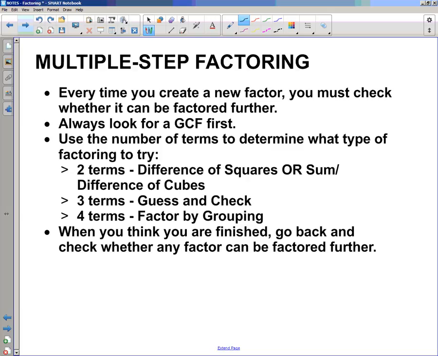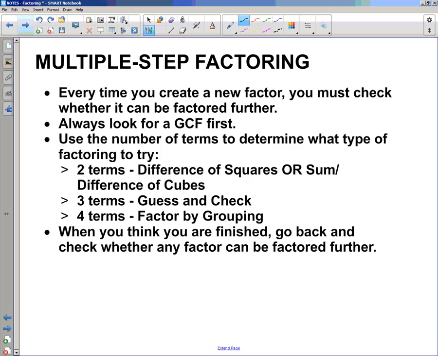If you forget to do this, then you basically are going to be making the problem a little bit harder on yourself than it needs to be. Plus, you're going to need to eventually factor that GCF out anyways, so always check for a GCF first. And then beyond the GCF, use the number of terms that you see in the factors to determine which method you should be using. If you see two terms, you know you're looking at possibly a difference of squares or a sum or difference of cubes. Three terms, you're stuck with guess and check. Four terms, you're going to be using factoring by grouping.